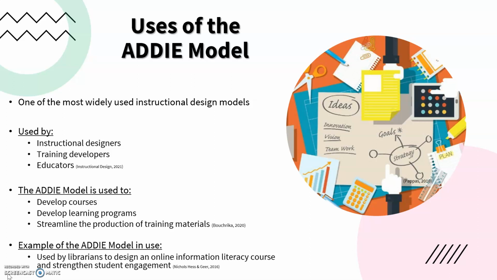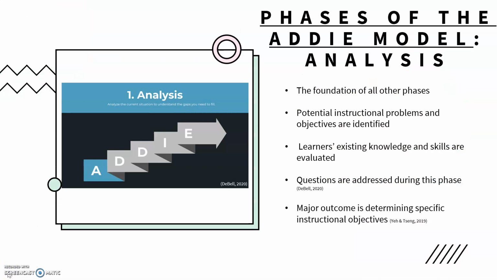One example of the ADDIE model in use comes from a team of librarians from Oakland University that used this model as a framework for designing an online information literacy course and strengthening student engagement. The ADDIE model provided a structure for the librarians that can be used for developing instructional methods that are collaborative and interactive. The first step of the ADDIE model is analysis.